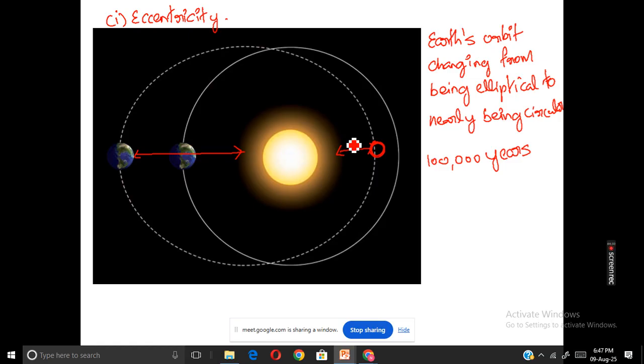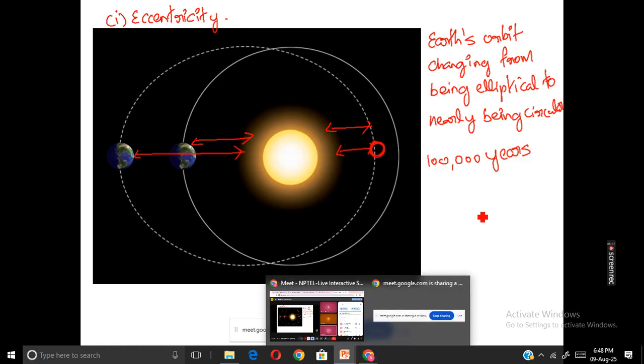Yeah, perihelion is the closest. This distance is known as the perihelion, and this is known as the aphelion. The aphelion is when the Earth is farthest from the Sun. So once it becomes elliptical, the distance is no longer equal, so the amount of solar radiation received when Earth is at the closest and farthest point changes. This basically determines the intensity of summers and winters.